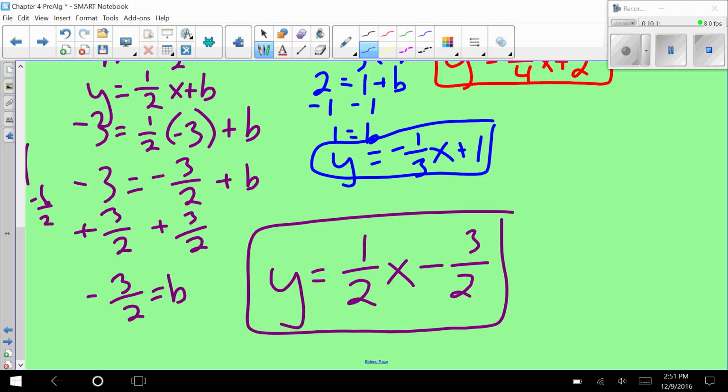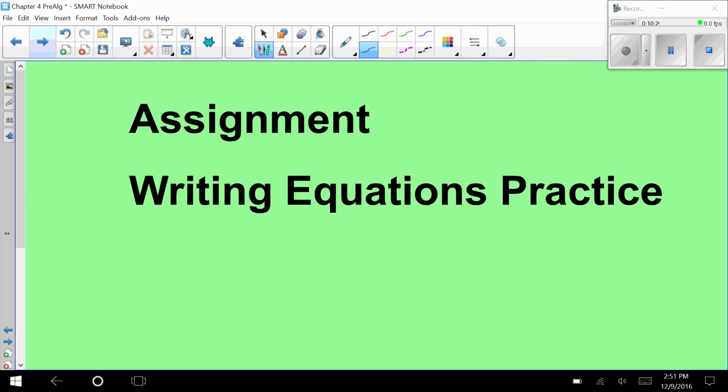So it is okay to have a non-whole number y-intercept. That just means that if I were to graph it, I wouldn't be able to use the y-intercept really to graph it nicely. Here is your assignment.